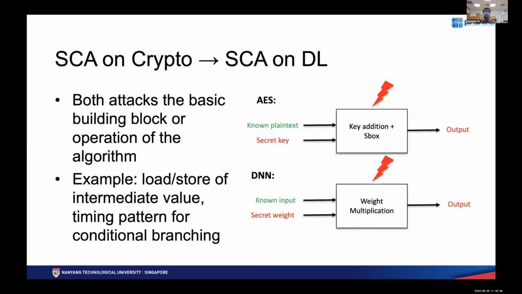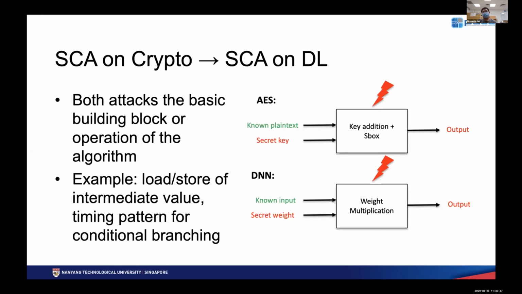So the idea is to use this information, the side channel from crypto, on side channel on deep learning. Both attacks will be targeting the same building blocks or operations of the algorithm. On the right-hand side, we just give an example. For example, in crypto AES, you have a plaintext, you have a secret key, and then during the algorithm, there will be a key addition between the plaintext and key, followed by the S-box. In this case, by measuring the power or EM after the S-box operation, the attacker can recover some partial information regarding the secret.